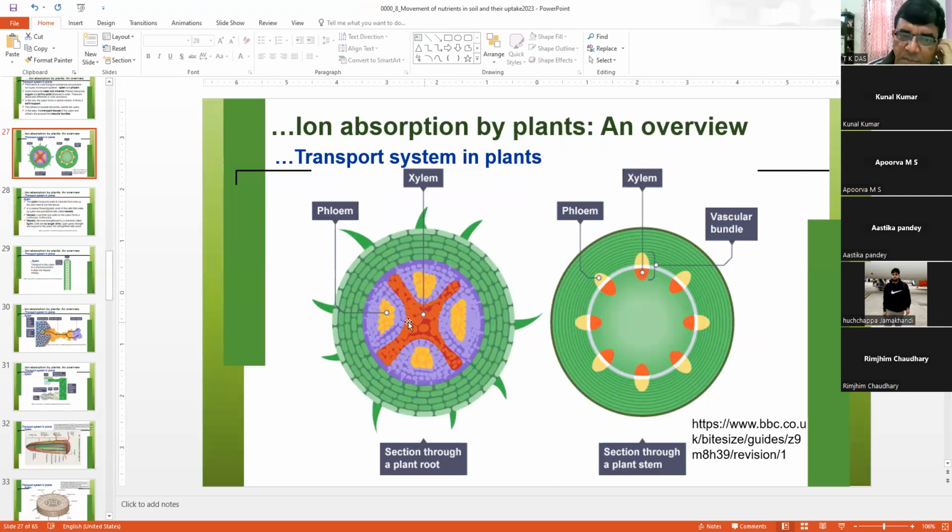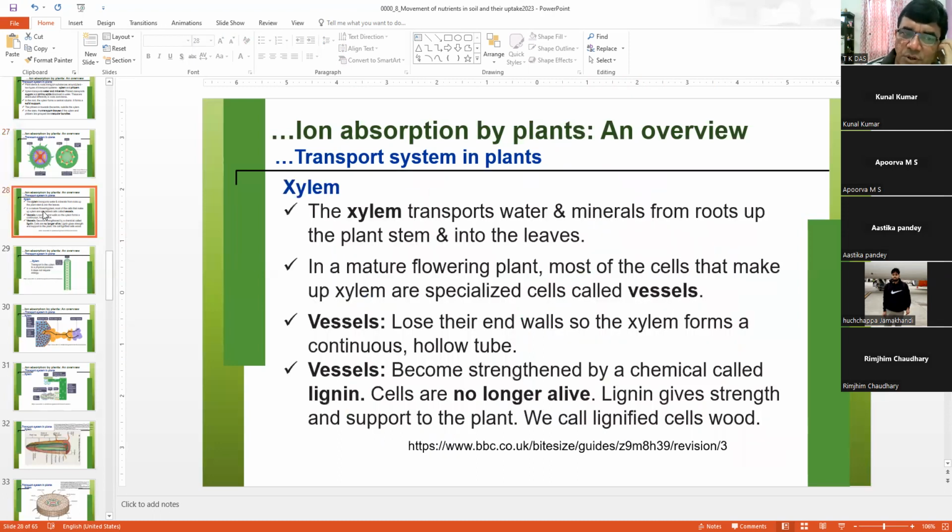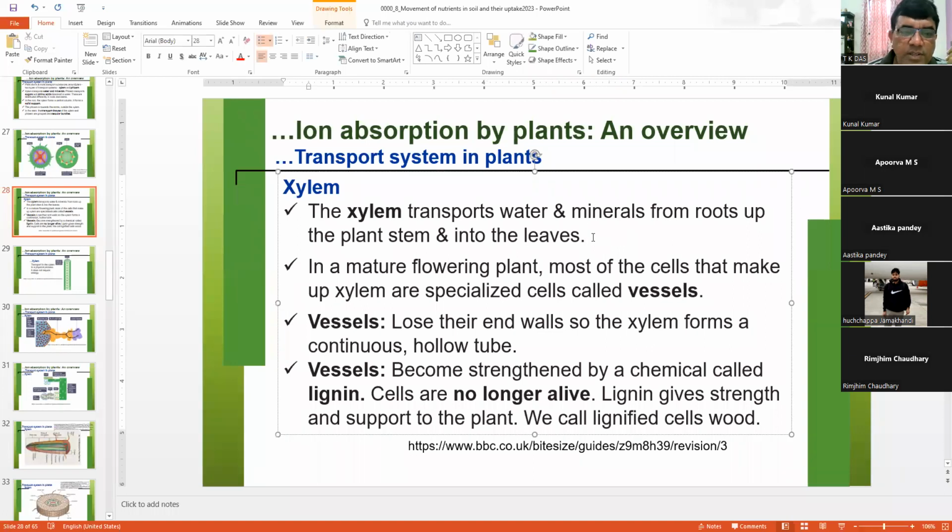So you can see in the central part you have xylem, and this is surrounded by phloem. This yellow one is your phloem, or you can see more clearly here the vascular bundles, with the yellow one being your phloem outside, and inside this is your xylem. Xylem transports water and mineral nutrients from the roots of the plant through the stem and into the leaves, which is known as a kind of vertical transport.